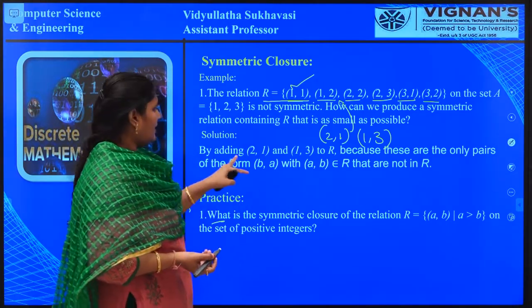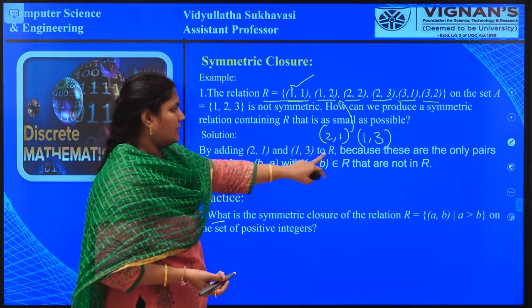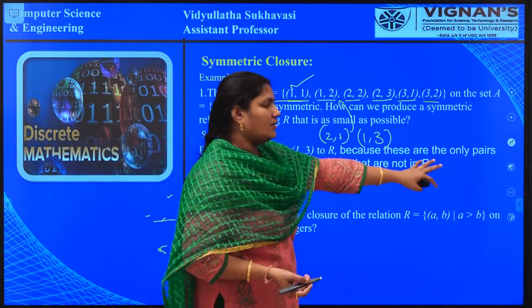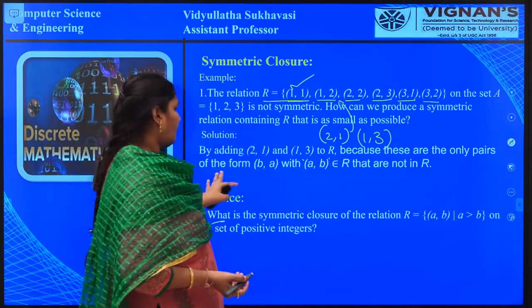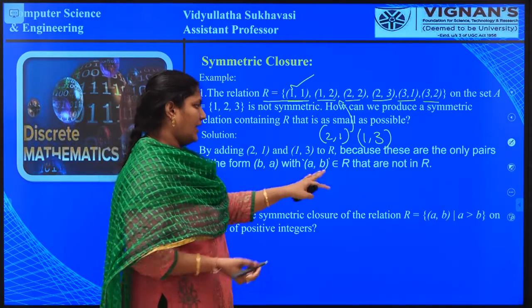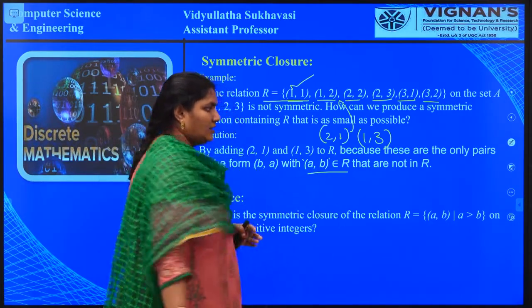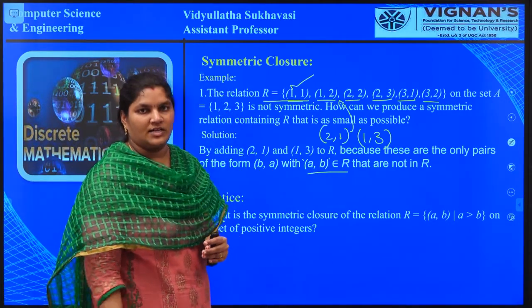So see here, by adding 2 comma 1 and 1 comma 3 to R, because these are the only pairs of the form B comma A with A comma B belonging to R that are not present in relation R.